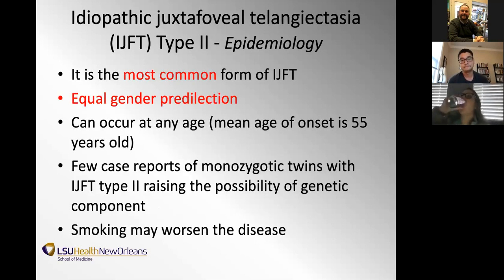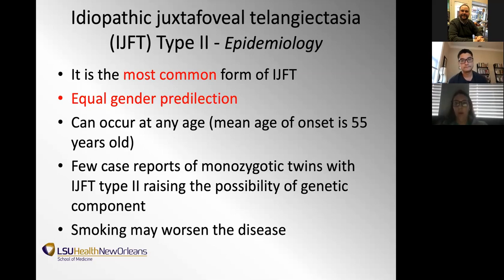Type 2 is the most common form. So you're going to see some red highlighted stuff, and that's primarily the important stuff for your OKAPs and boards. So just concentrate on the red highlighted stuff from here on. The type 2 is the most common form.